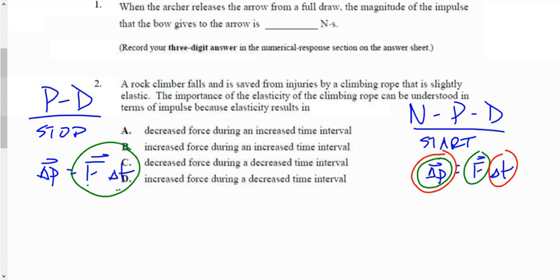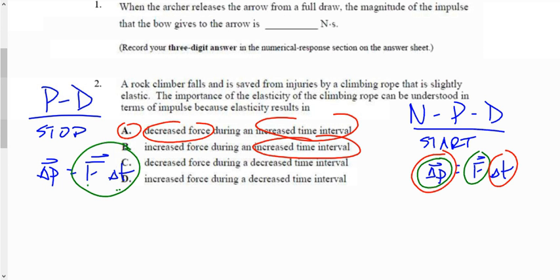Told you yesterday, you're going to see this question on a test, in one form or another. Anything that cushions an impact, including an elastic rope. Nick, anything that cushions an impact is going to do what? Increase the time. Which does what to force? Decreases the force. So my answer for that one is A.